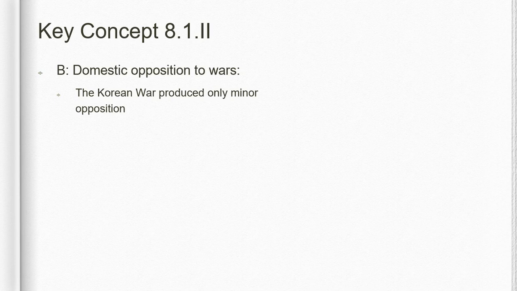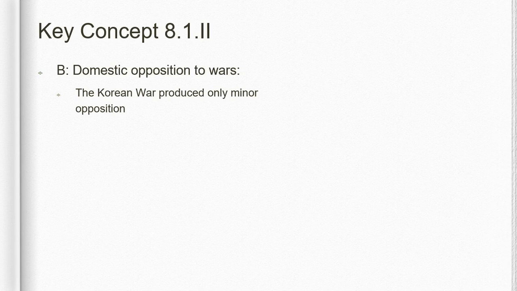After World War II, the United States initiates the Korean War in summer of 1950. When North Koreans invade the South Koreans, the United States goes to prop up South Korea, and that is a popular war for the most part. Only minor opposition. It's a small war. It's a limited war, especially compared to World War II.